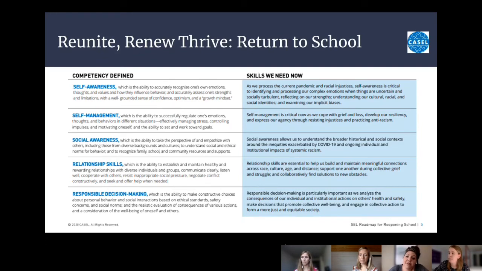So we define some of the different competency areas. And in thinking about these competency areas, there are skills we know that we need now during this new time we're in. So in thinking about self-awareness, as we process the current pandemic and racial injustices, self-awareness is critical to identifying and processing all of our complex emotions, especially as things are uncertain, socially turbulent. It's important that we reflect on our strengths, understand our own cultural, racial, and social identities, and examine our implicit biases. For self-management, it's even more important now that, as we cope with different types of grief and loss, we develop resiliency and express our agency through resisting injustices and practicing anti-racism.